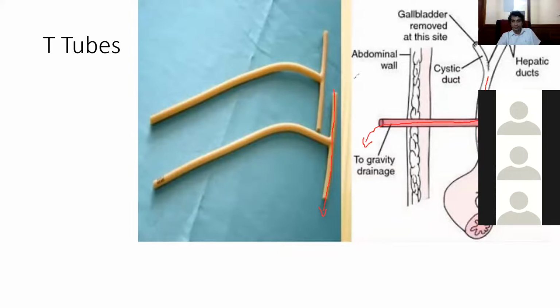After a few days after surgery, if we see that the amount of bile that is coming out from here is progressively getting lower, that means that we are pretty sure that the bile is now flowing downwards. Then we can remove this tube. Before removing the tube, is there anything else that we can do to make sure that there is no blocked stone remaining in the tube? Anyone?